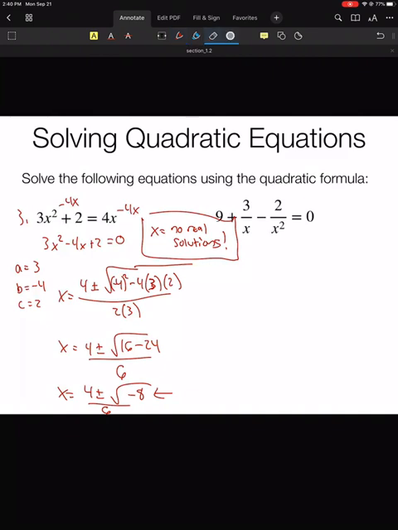Let's move to example number 4, which looks quite a bit different than the other ones. I'll move this over here. X equals no real solutions. Okay. I have 9 plus 3 over x minus 2 divided by x squared equals 0.